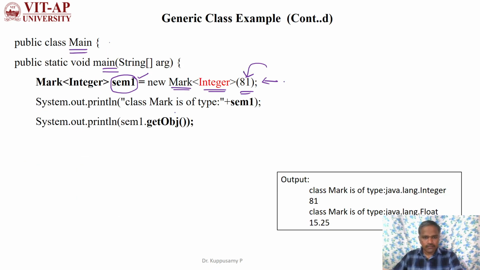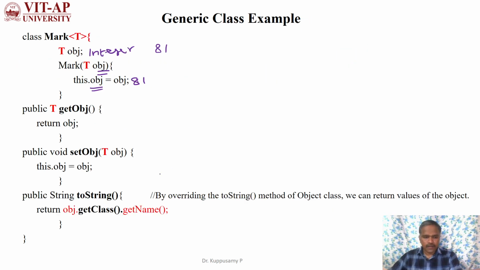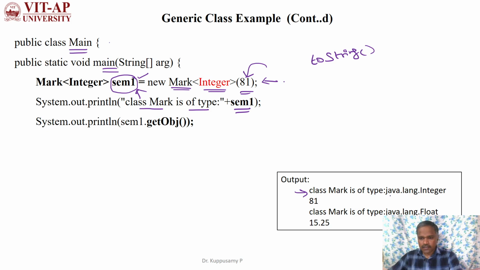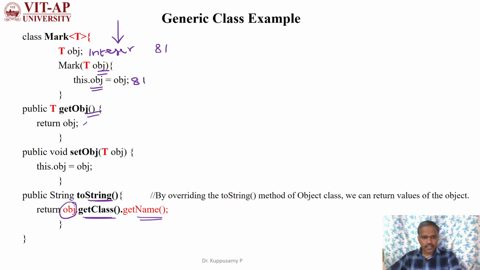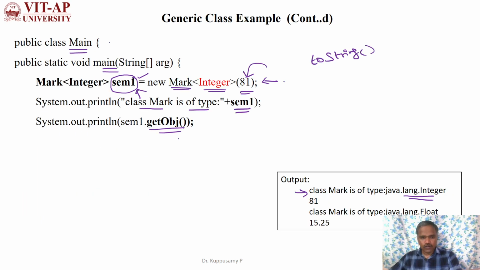After that I am accessing the class Mark. When you are calling this object, the toString method automatically executes in the background. In the toString method I am overriding, receiving the class name and the data type of this object. The data type of this object we received as Integer. So class Mark is of type Integer in this context. Then I am calling the getObject method, which is a user defined method. It is returning the value 81, which is received here and printed as output.